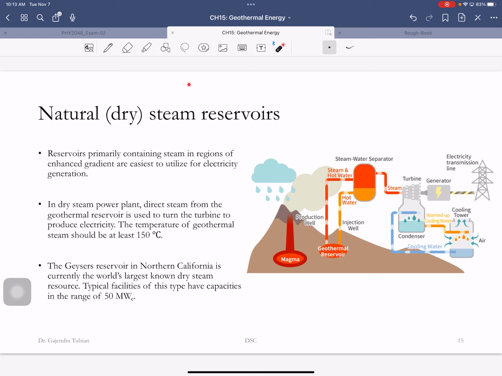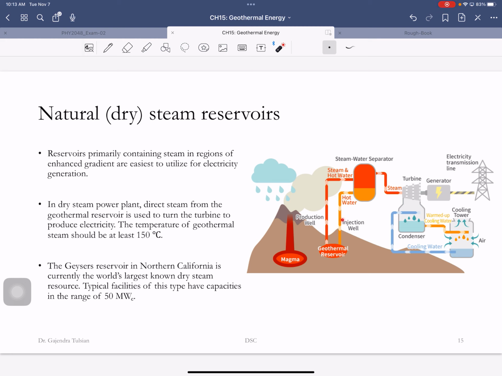All right. So here's natural dry steam reservoirs. Dry steam means the steam is not mixed with water. Near volcanoes and stuff like that, you might have a geothermal reservoir. This could be just steam, this could be steam and water, whatever. And you pump this up. You turn your turbine, which turns that piece of wire in there, and you produce electricity. And you send the electricity to people's homes and charge them an arm and a leg. That's the idea.